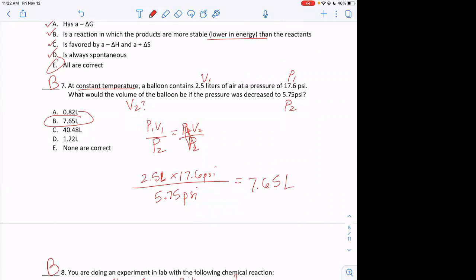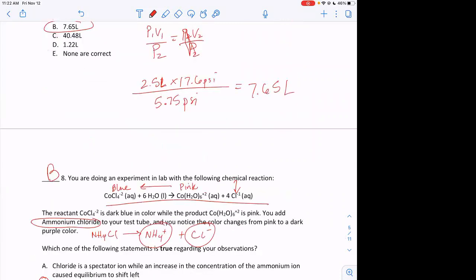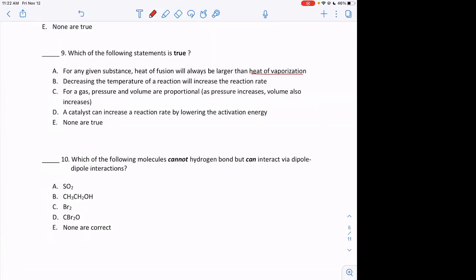Is there something that the pressure and the volume are proportional for? I picked C and I was very confident. No, pressure and volume are never directly proportional. Pressure and temperature are proportional. Volume and temperature are proportional, but pressure and volume are inversely proportional.